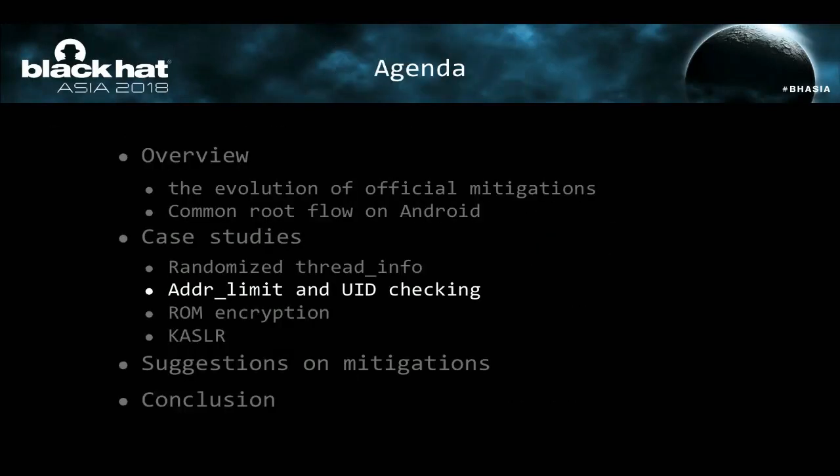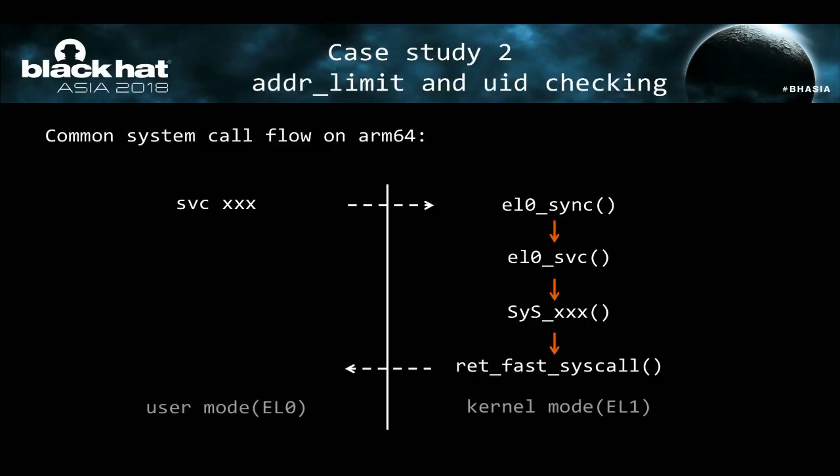Okay, let's look at the second study. On ARM64, when we issue an SVC instruction with the system call number, an exception targeting exception level 1 is raised, then the CPU switches to kernel mode and jumps to the EL0 sync function. Because the raised exception is a supervisor call exception, the EL0 SVC function is called, which searches for the target system call function in the system call table. When the target system call function is finished, the return fast syscall function is called, which recovers the registers and returns to user mode.